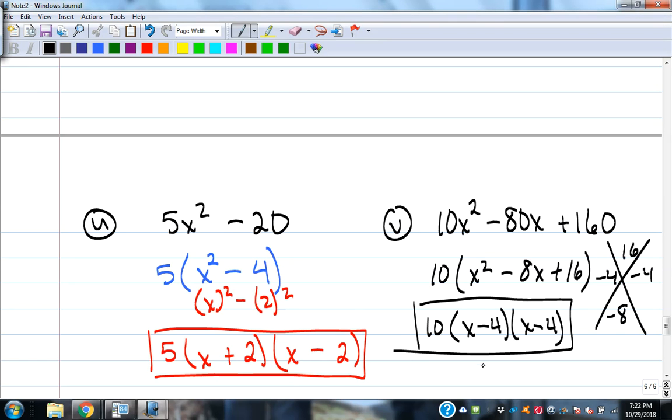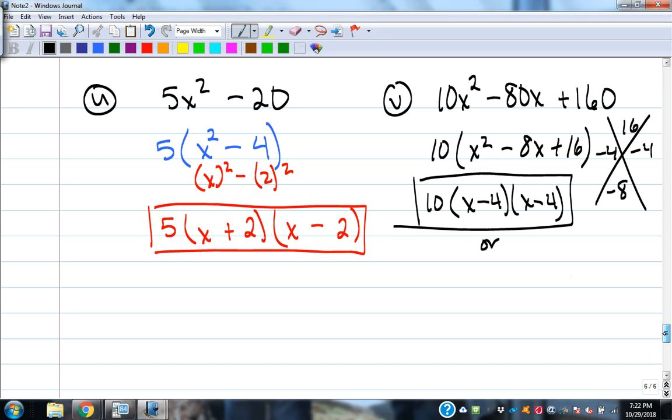I would accept that. What's another way I could write that? There's another way you could write that. Put it squared. X minus 4 squared. I would take the longer version of that. That's fine with me. But understand that that's the same thing.